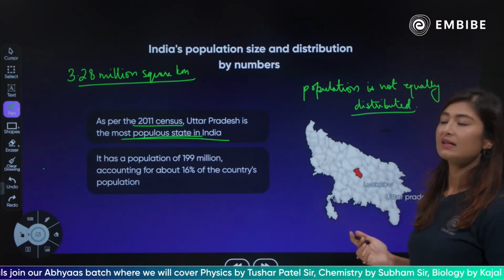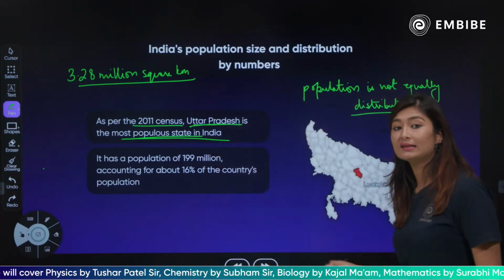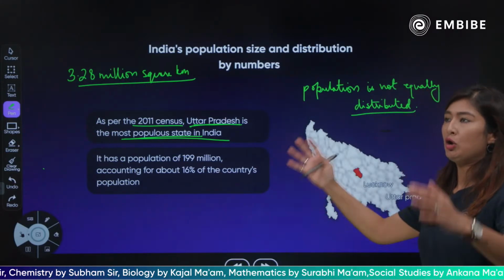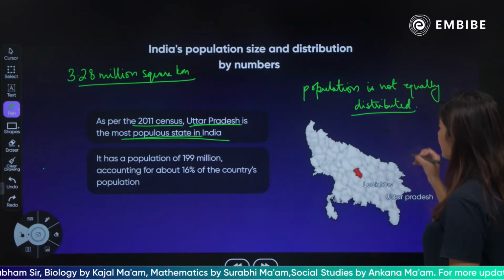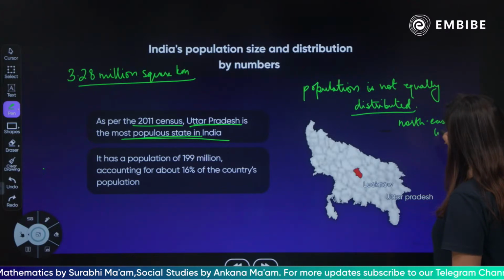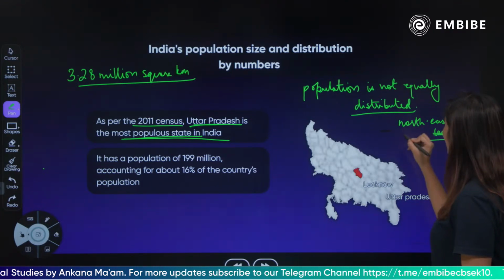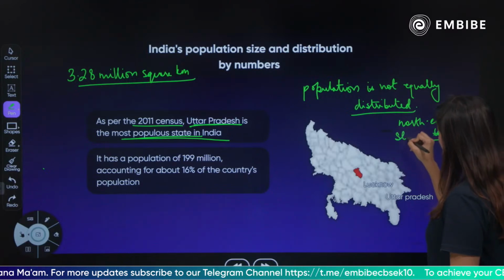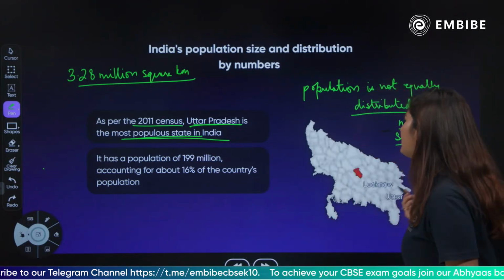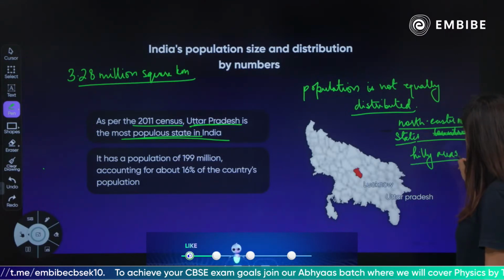What do we see? There are some areas where there are a lot of people. For example, UP. Out of all the states, most of the people are staying here. And there are some areas, for example, the northeastern states, or maybe Ladakh, Leh and all of that. Population is very less, or maybe in mountainous regions and hilly areas, the number of people staying over there is very, very less.